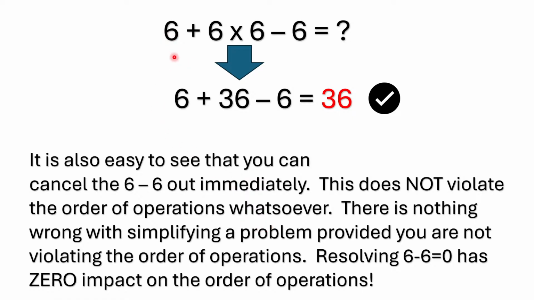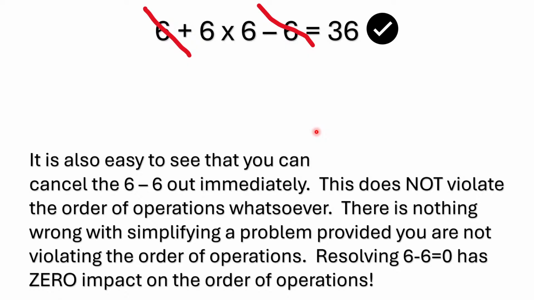Where people get it wrong is that they go blindly left to right. They try to add these two sixes together, get 12, multiply by 6, get 72, and then 72 minus 6 and get 66. That's where you're going wrong, okay? There's nothing wrong with knowing that you can cancel these out.